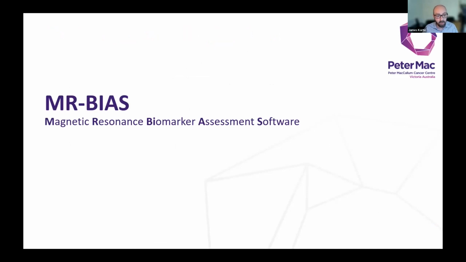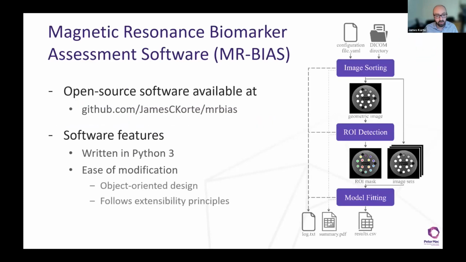So it's called MRBIOS, which stands for Magnetic Resonance Biomarker Assessment Software. It's fully open source. It's available on GitHub. It's written in Python 3, and we really tried to build this with ease of modification in mind. So it's fully object-oriented design, and it follows extensibility principles. So we built it with this idea that, okay, well, we're making it for the system phantom, but it should be pretty usable for other phantoms as well.